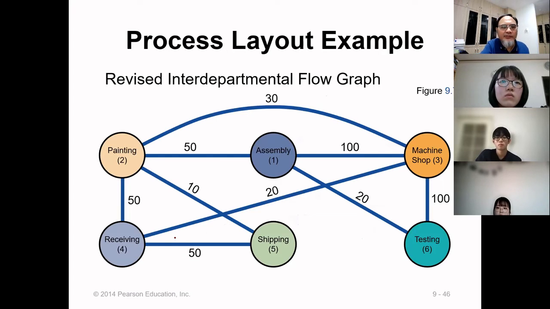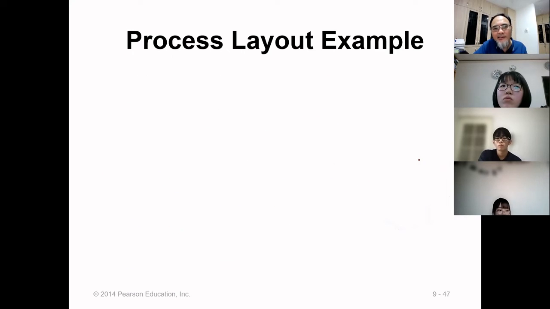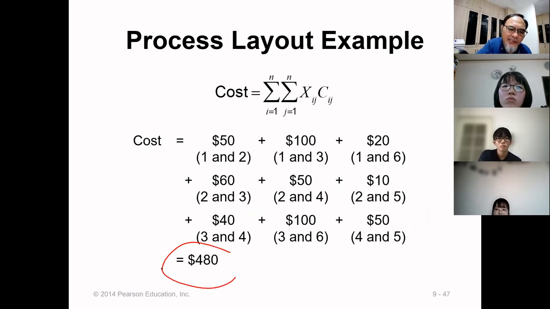We say this is a revise. So what it did is one is no more here, one is here. 1, 2, 3, 4, 5, 6, only one is moved. Just now one is here. Can you see here? Assembly is initially here, so we have moved that. We're making assembly closer to machine shop. By doing that, we can reduce how much? 90 units of cost.